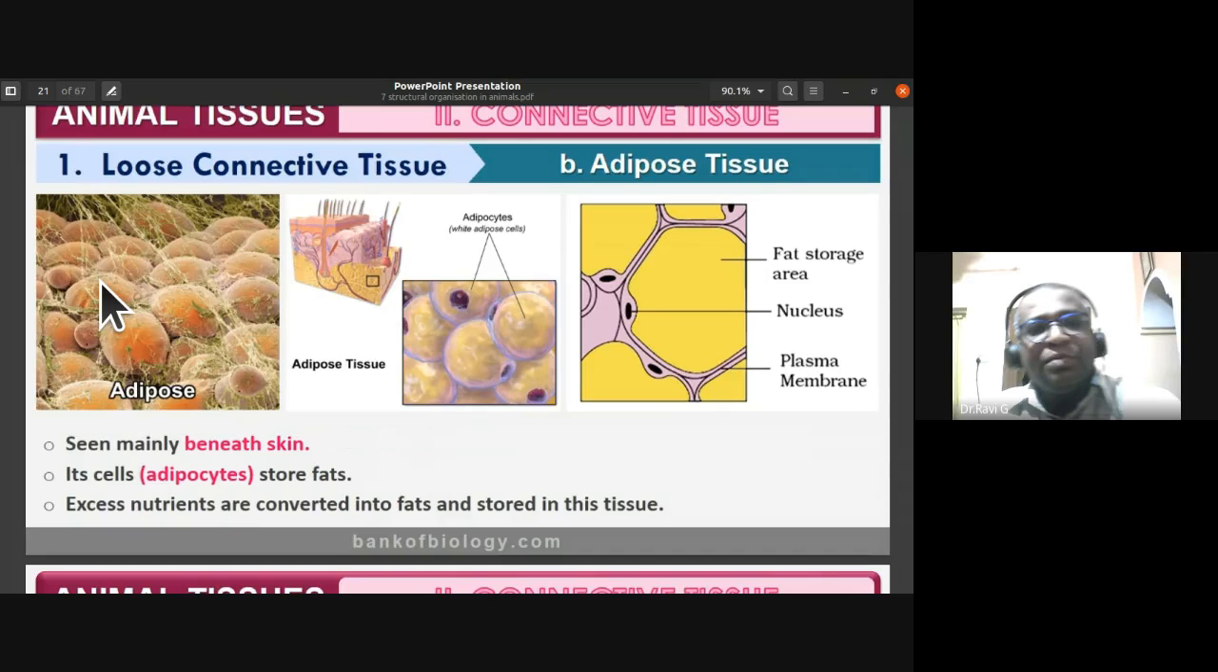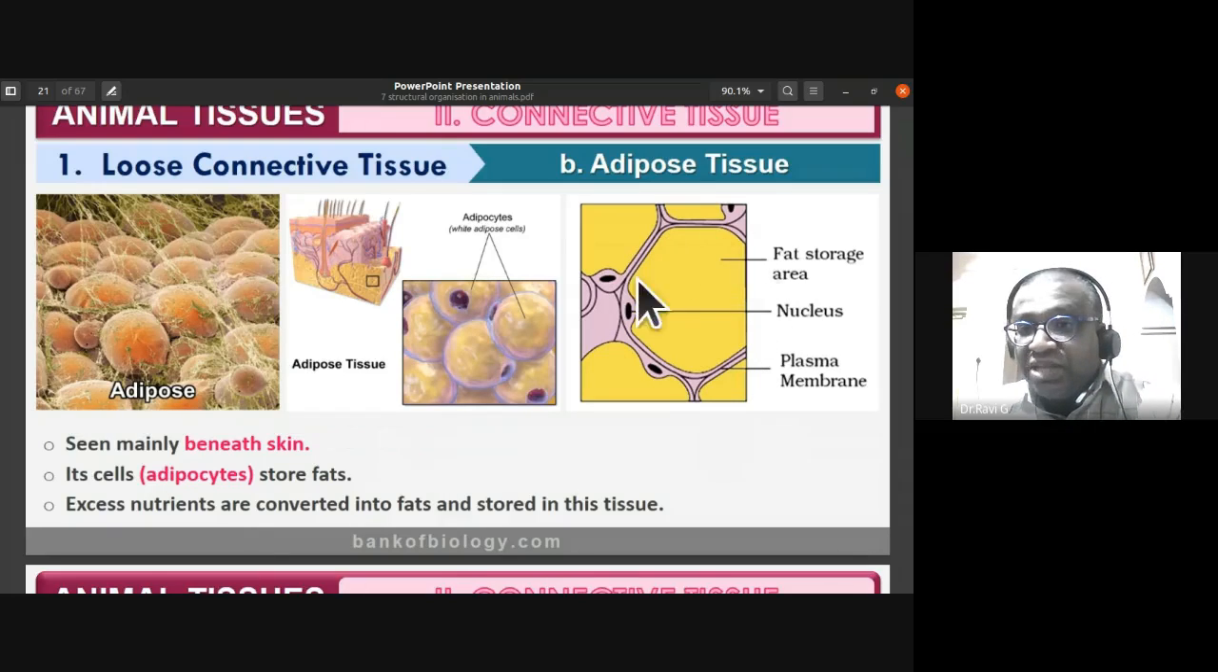Now the adipose tissue, if you look into it, is also seen mainly beneath the skin. The adipose tissue has fat cells, we call them adipocytes. They store fats. Excess nutrients are converted into fats and stored in this tissue. So you notice the adipocytes which store fats. Here you have these fat cells.